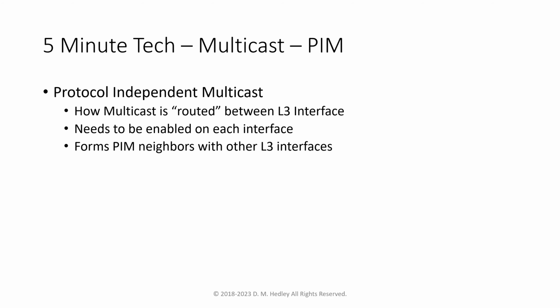Okay, PIM, protocol independent multicast, is how we're routing between layer 3 interfaces. It needs to be enabled on all the interfaces. That's not just where I expect the traffic to go, but I need to make sure that if it needs to leave this device that I'm on, all the uplinks going to wherever else the traffic may need to go are PIM enabled on both sides of the link. If you don't have a neighbor, it's not going to work, or it's not going to get there.